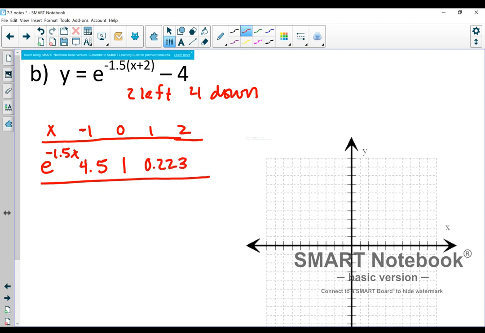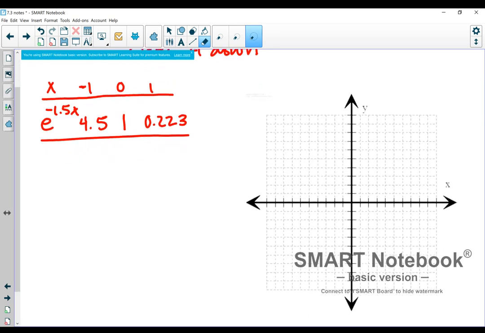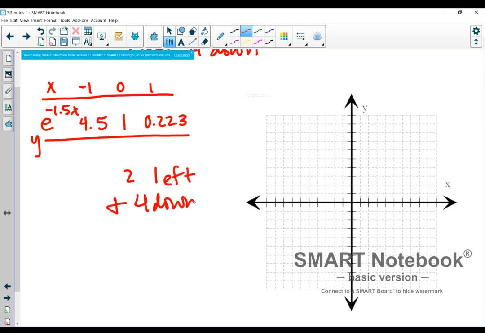So I could already tell 2 is going to be too small. If I'm already down to 0.223, then I don't even want to graph the last one. So I'm going to go ahead and erase that off my table. So these are the points I would need to graph. These are my x's and y's. But then remember, we have to shift that graph. And we have to then shift it 2 to the left and 4 down. So I can't forget about that.